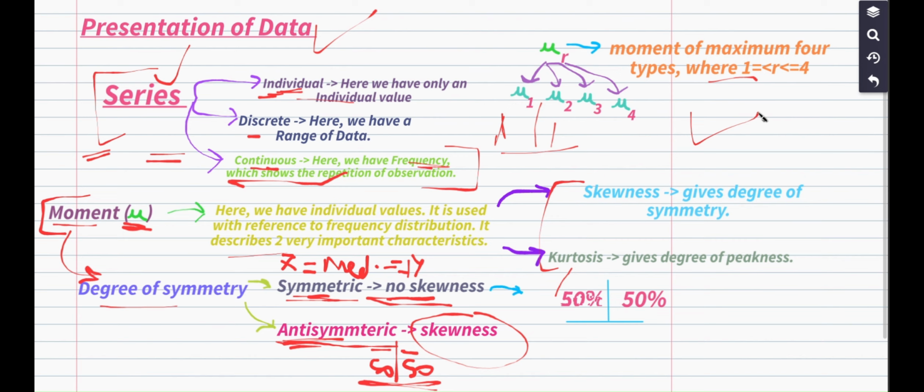Further on, in the next lecture we will discuss the formula for calculating mu, and we will go deeper into skewness and kurtosis, how the data is symmetric or non-symmetric, and how to find whether the graph is symmetric or non-symmetric.